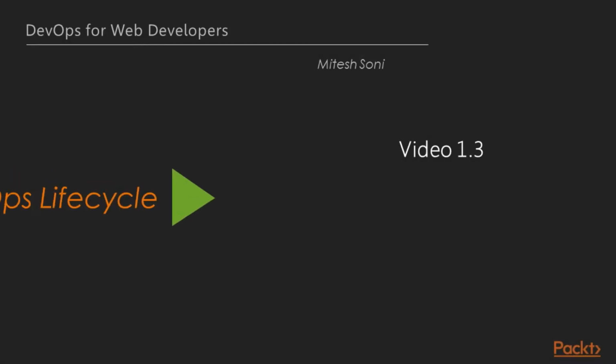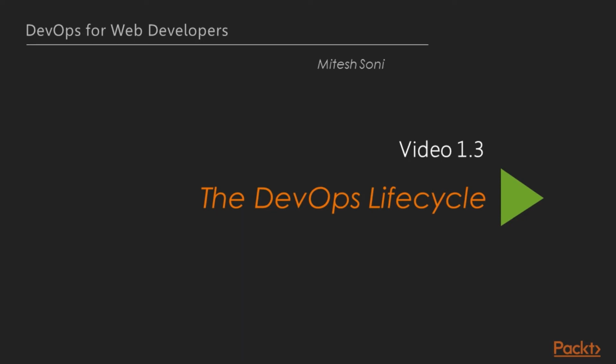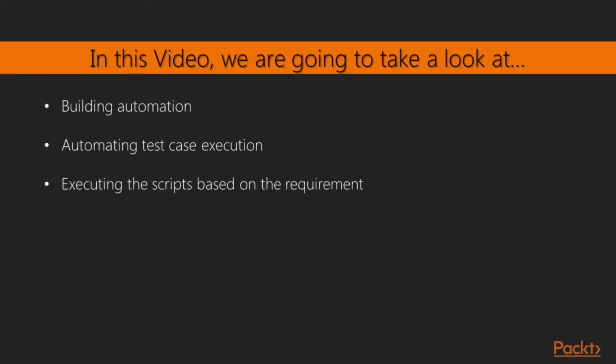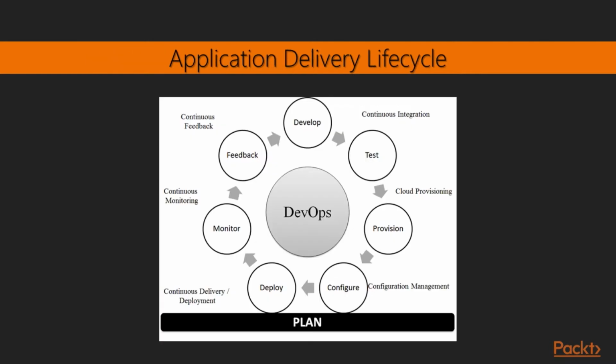Hi, and welcome to the second video of section 1, the DevOps lifecycle. In the previous video, we learned the basics of DevOps concept, tools and technologies. In this video, we are going to learn about the DevOps lifecycle. Continuous integration, CI, continuous testing, CT, and continuous delivery, CD, are significant parts of DevOps culture.